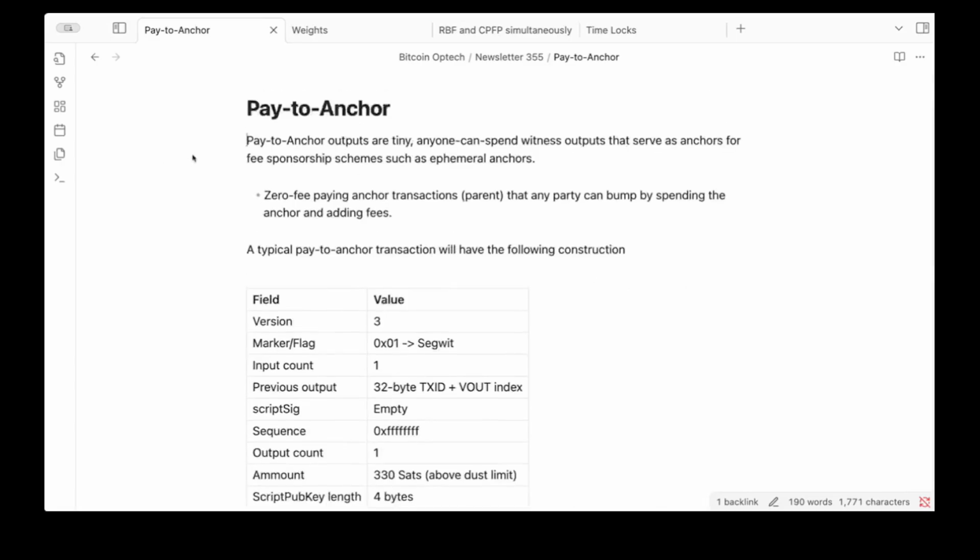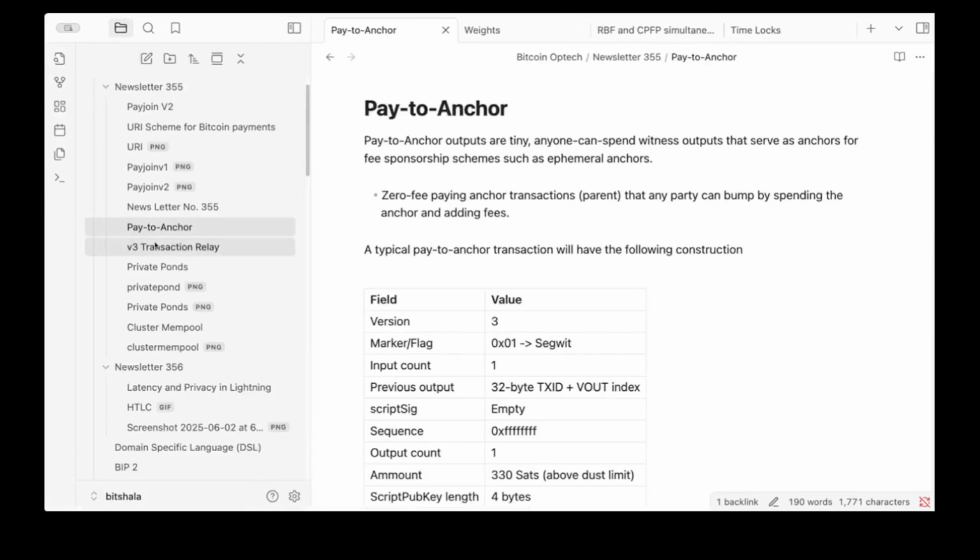Pay to anchor outputs are tiny, anyone can spend witness outputs. These sorts of outputs are primarily designed to serve as an anchor for fee sponsorship schemes such as ephemeral anchors. Basically, they are being developed in order to improve the performance of Lightning transactions.